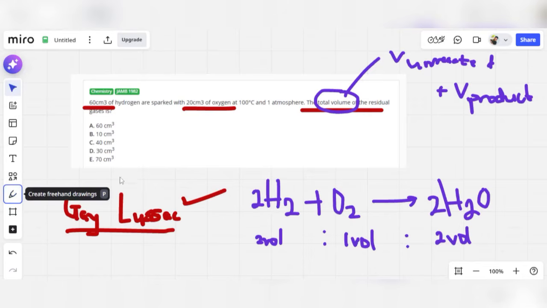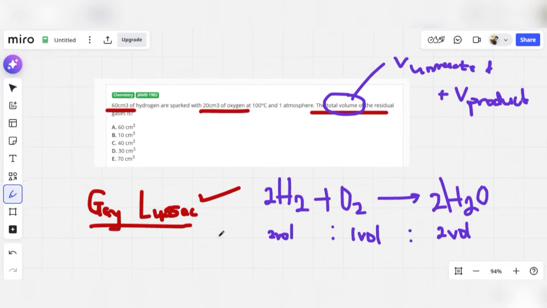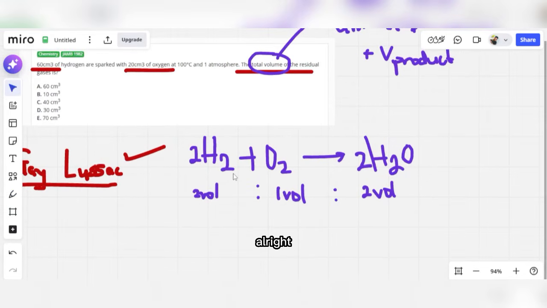What's going on? Because it's not light, this is really bad. Okay. I'm coming because I need to move this. This is bad. All right, sorry for that.